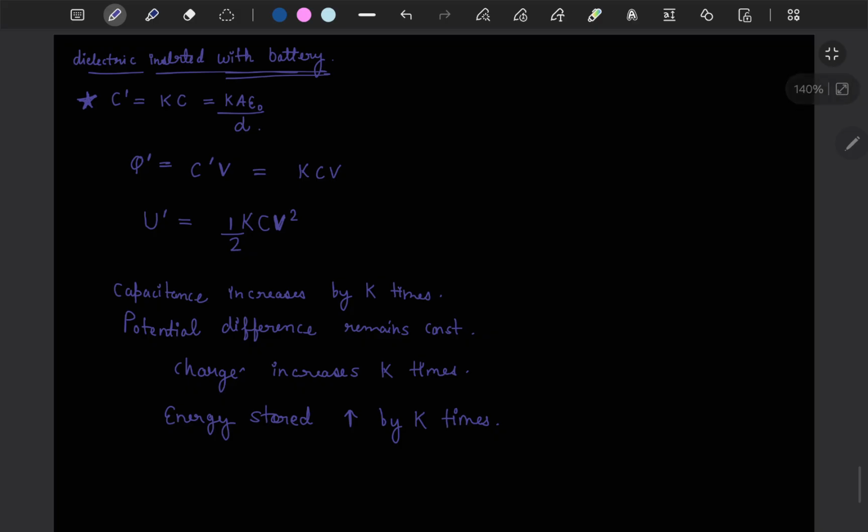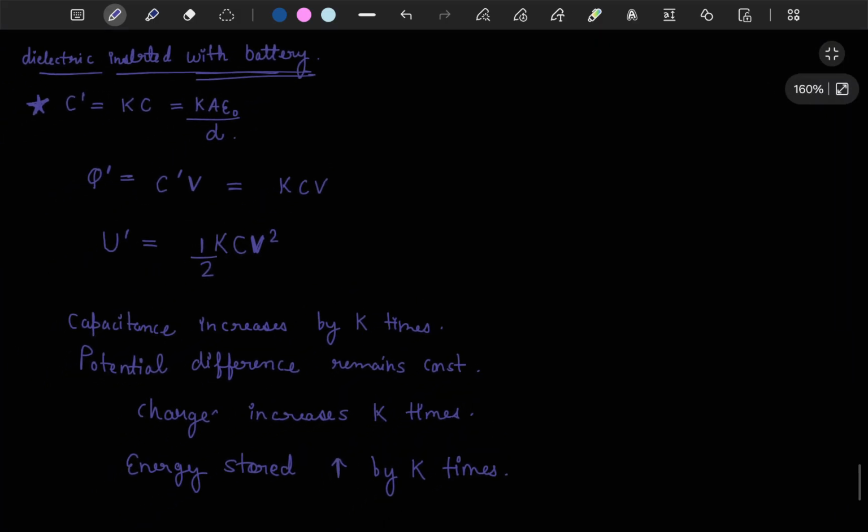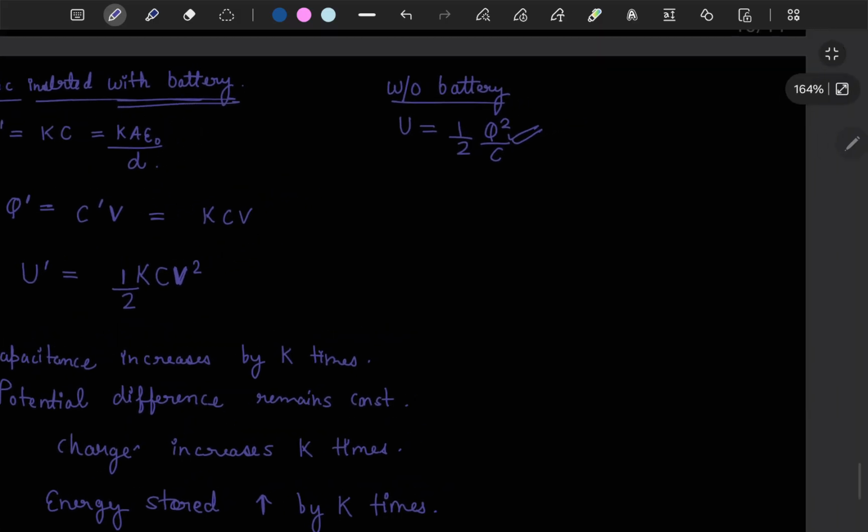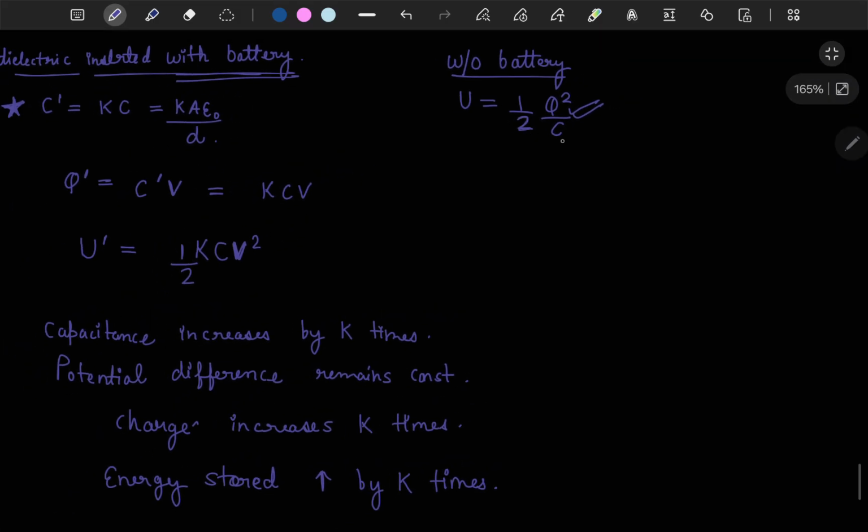So moving ahead, if we are given the without battery case, the energy stored formula we have to use is half Q square upon C. Why Q square upon C? Because here the Q remains constant. So we will take the one variable system only.